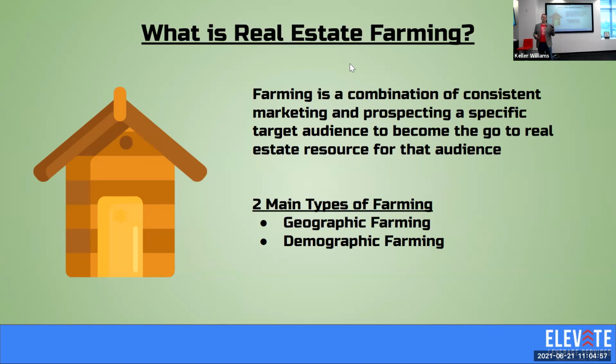There are two main types of farming that you can do. The first one, which is where we're going to focus most of our time today, is geographic farming. That is where you are choosing a specific neighborhood or geographic location for your farm. The second type is a demographic farm. We're not going to focus much on that today, but that would be if you're focusing on absentee owners or past clients, your past client sphere of influence, and just targeting them specifically with a farming campaign.